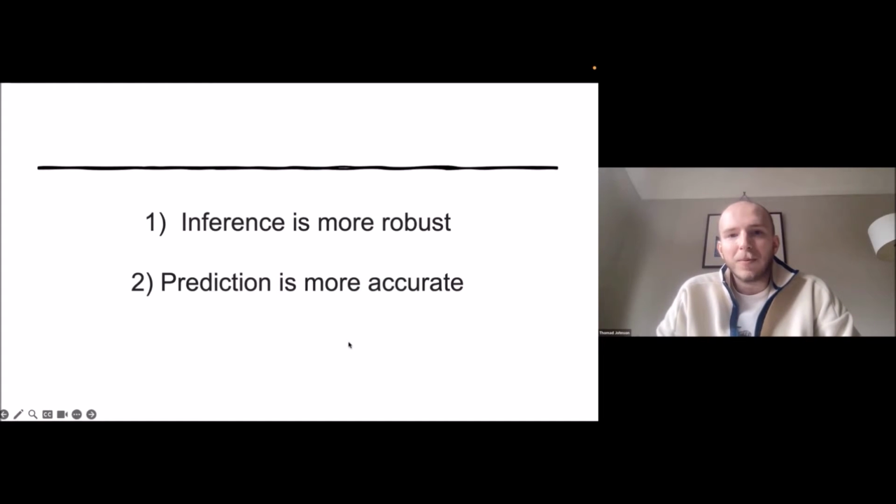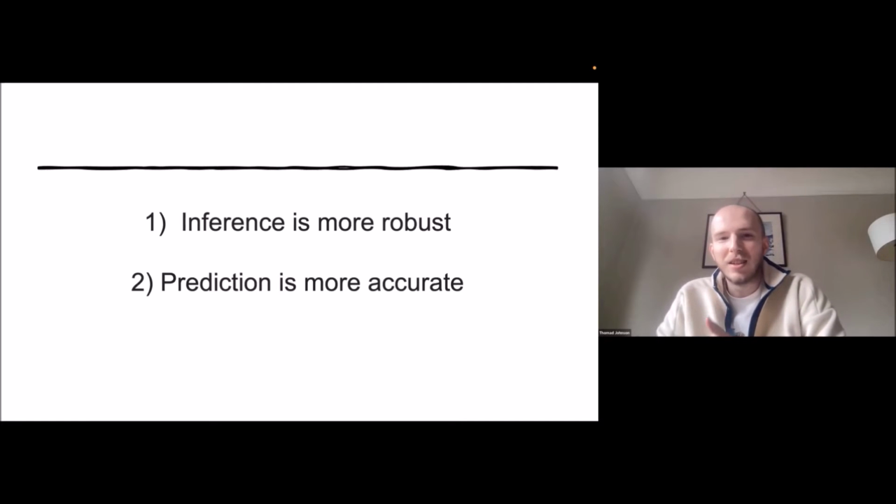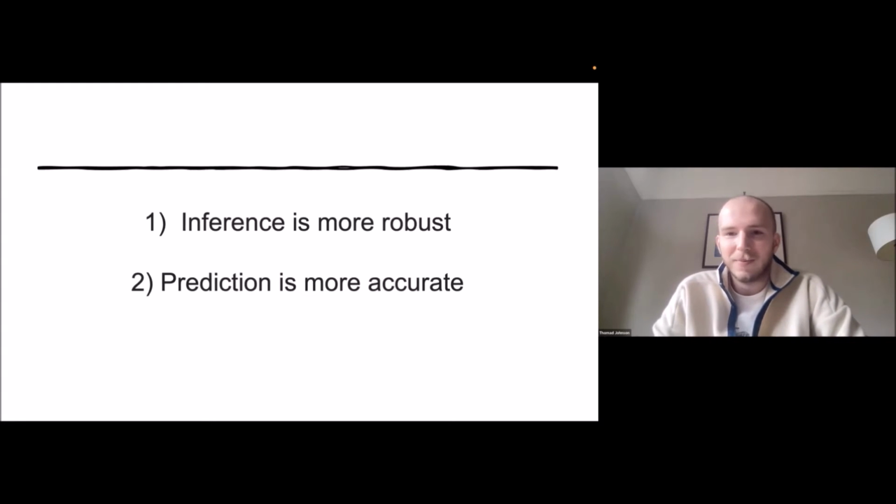So in summary, not of the whole talk, but of this section, inference, by recognizing these data structures, these spatial, phylogenetic, and temporal structures, we deliver more robust inference, and our prediction is more accurate. So we resolve this prediction inference paradox, partially at least.